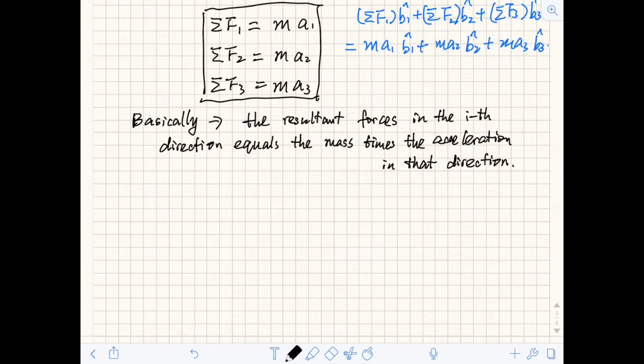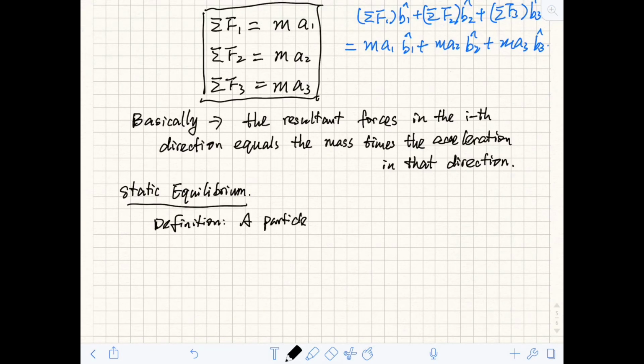So a special case for Newton's second law is static equilibrium. The definition of a static equilibrium is: a particle P is in static equilibrium if it is at rest in some inertial reference frame.